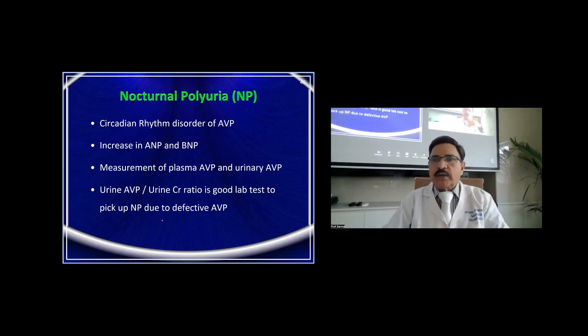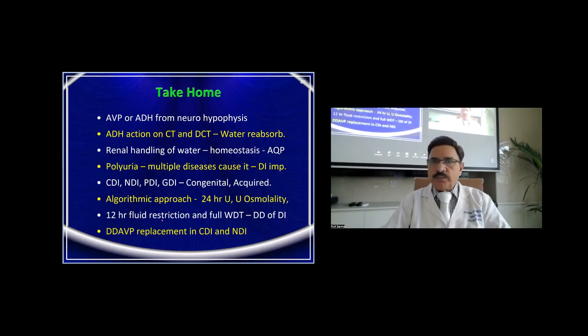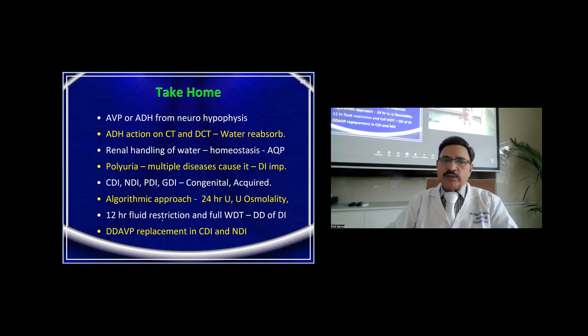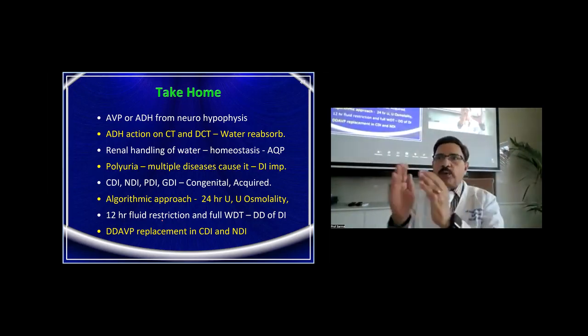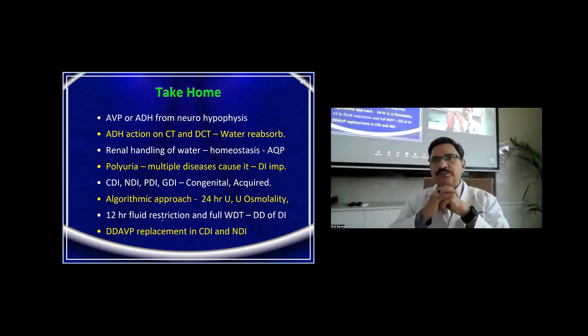Now, what are the take-home messages as far as the polyuria or diabetes insipidus lecture is concerned? AVP or ADH is from the neurohypophysis. This ADH will act on the kidney, on the collecting duct and the convoluted tubule, to conserve water and promote water reabsorption. So there is a pituitary mechanism and there is a renal mechanism. Both should be intact to produce normal physiology.